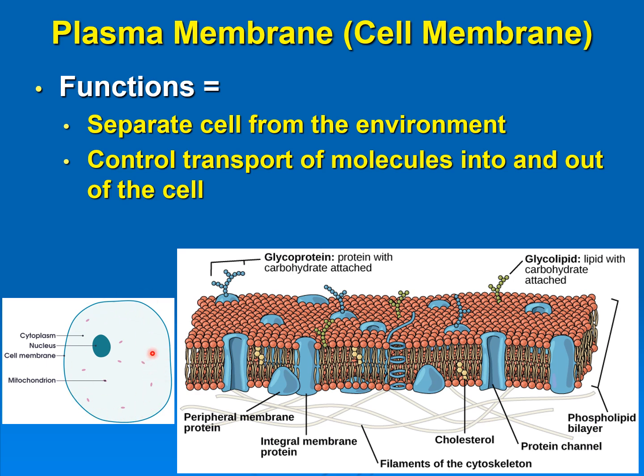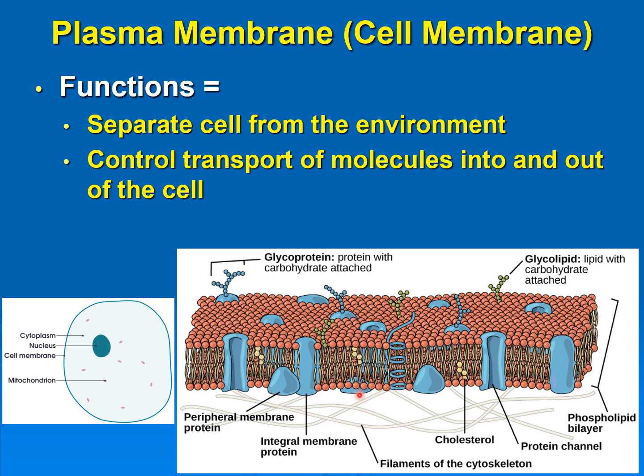The other function of the plasma membrane is that it controls the transport of molecules into and out of the cell. So if we've got the outside of the cell up here on the top and the inside of the cell down here on the bottom, molecules that want to go in or out of the cell have to pass through the plasma membrane. So the cell can control what kind of molecules can cross through the plasma membrane.